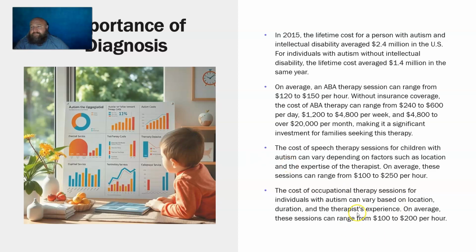Occupational therapy. A lot of times children with ASD, even adults with ASD, will see an OT. That's another $100 to $200 per hour. So you can kind of see just how expensive this can get.